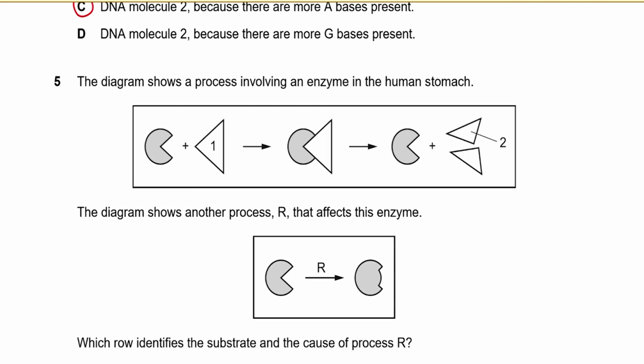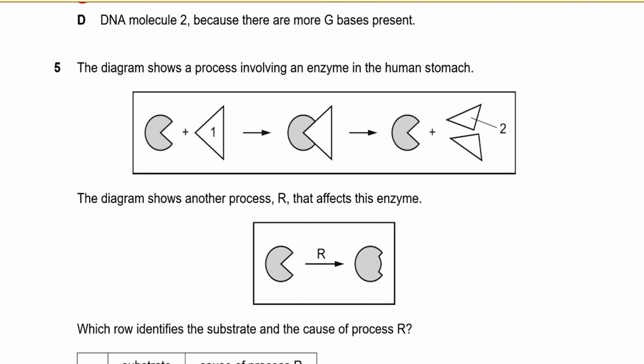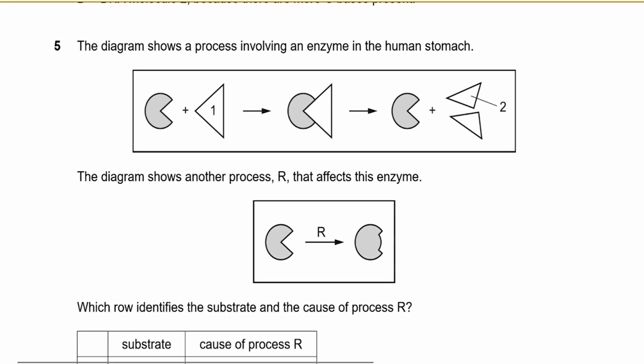The diagram shows a process involving an enzyme in the human stomach. So we have enzymes over here. Question 5 says the diagram shows a process involving an enzyme in the human stomach. So we have here enzyme plus substrate, and then we have our product. And then we also have the enzyme plus two products over here.